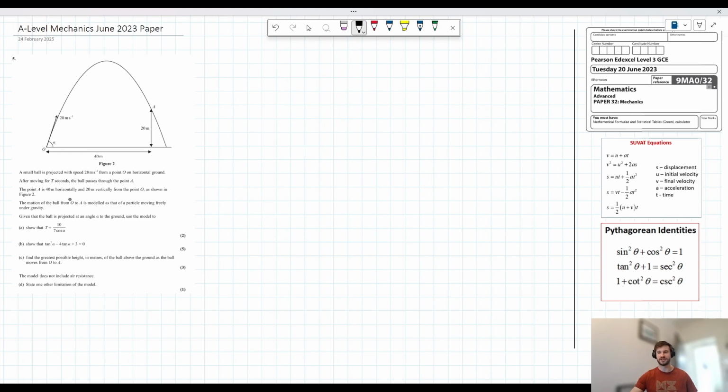Okay, so hello and welcome to this video tutorial for A-level mechanics. We have this problem from the June 2023 paper here. I find it quite an interesting problem. Let's just get stuck in here.